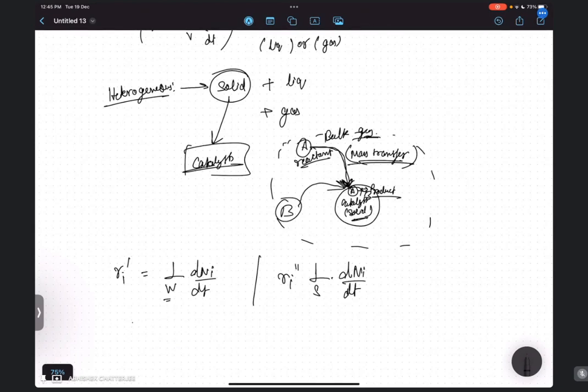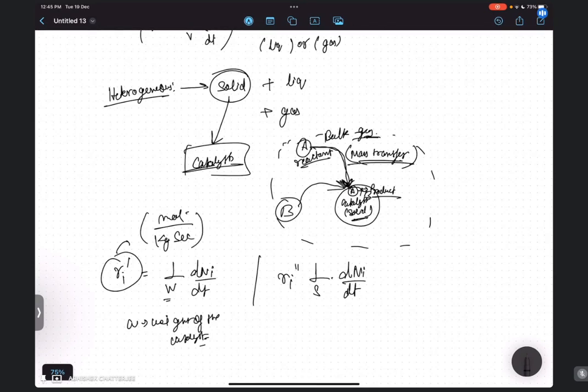This W is simply the weight of the catalyst. Okay, and what is the unit of this Ri now? The Ri unit is mole per kg second. Okay, this mole comes from this Ni, this second comes from this time, and this kg comes from this W.